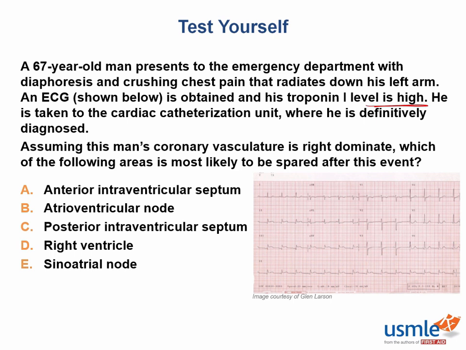Assuming that this man's coronary vasculature is right dominant, which of the following areas would be most likely spared after this event? Would it be A, the interventricular septum? Would it be B, the atrioventricular node? Would it be C, the posterior interventricular septum? Would it be D, the right ventricle? Or would it be E, the sinoatrial node?